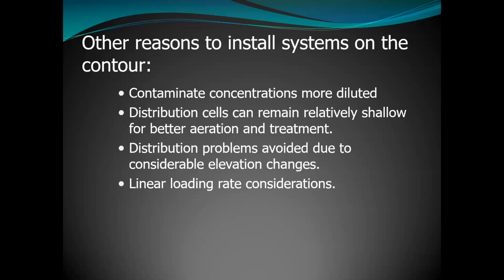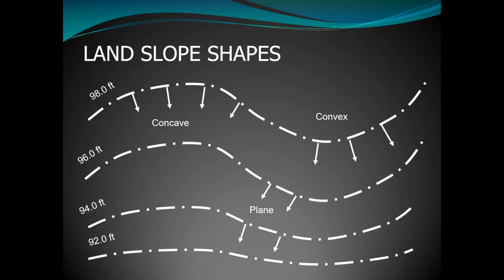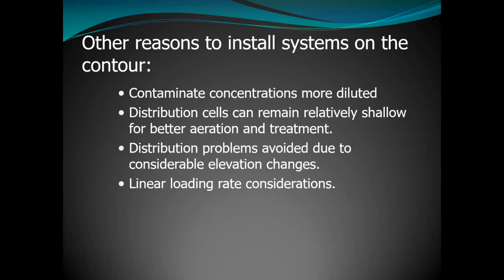So what do we install on a contour? Again, we want to dilute concentrations. We don't want to make them more concentrated. Distribution cells can remain shallow. We don't want to have significant elevation changes. Even if putting a conventional system in below grade, we don't want it crossing here and having part of it stick out of the ground and then enter back into the ground, things like that, or have to bring in cover. And then also linear loading rate considerations too for us.